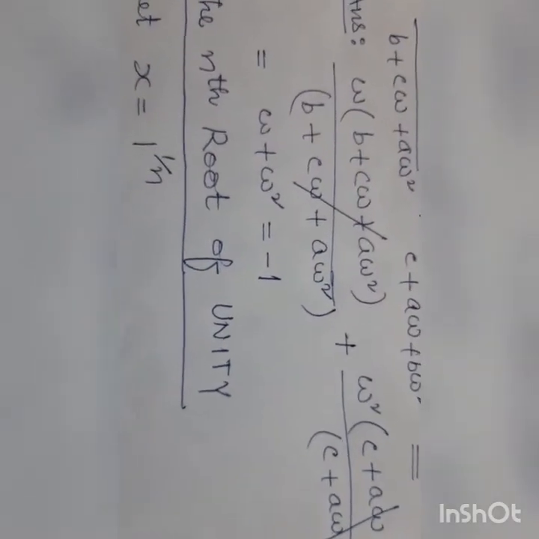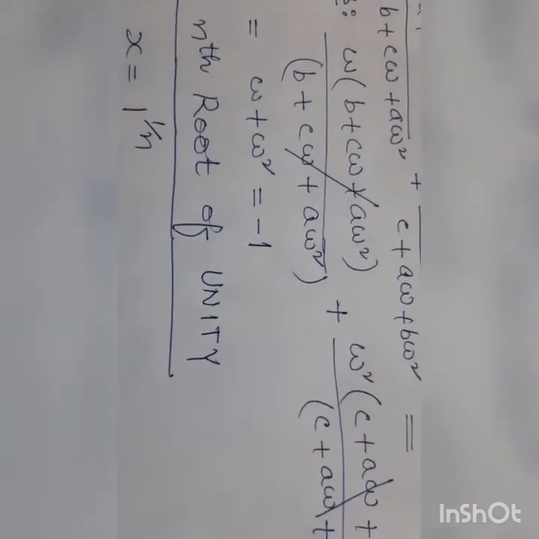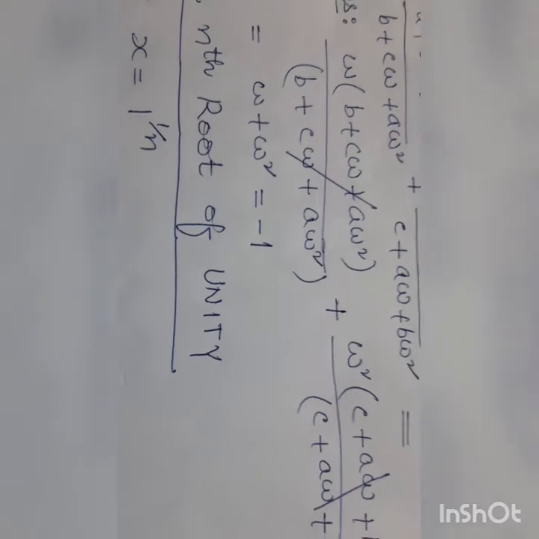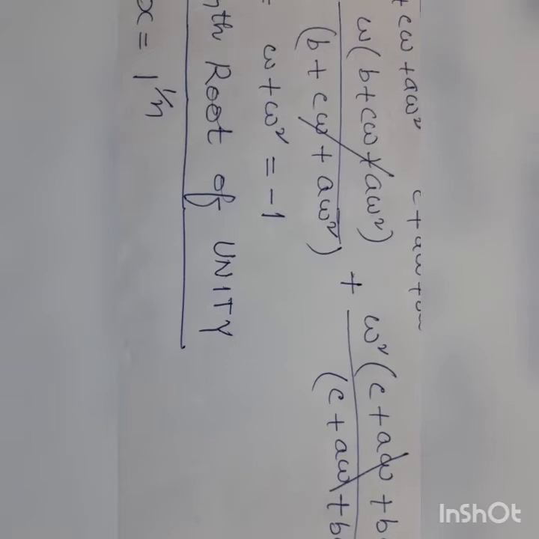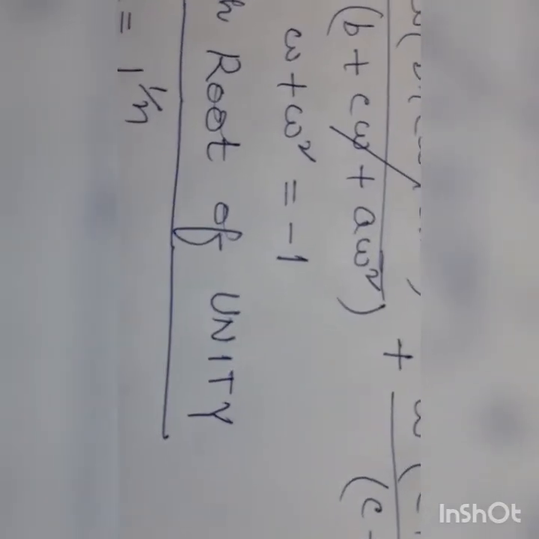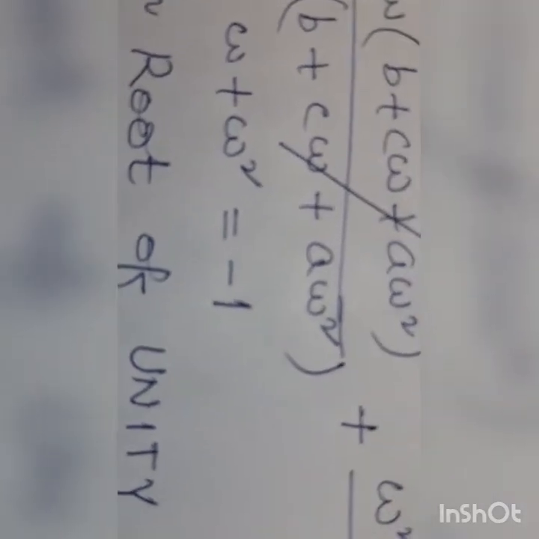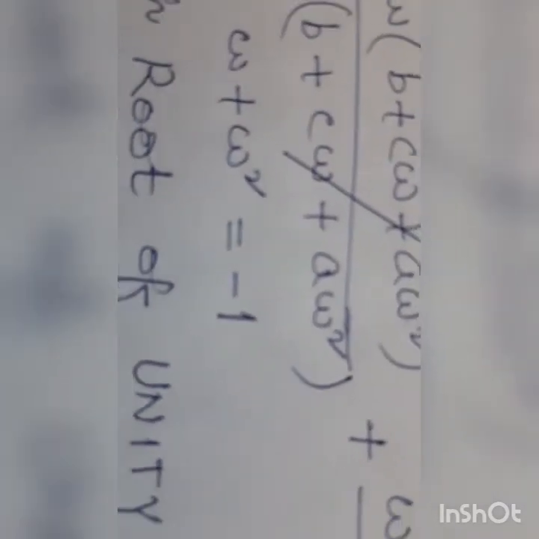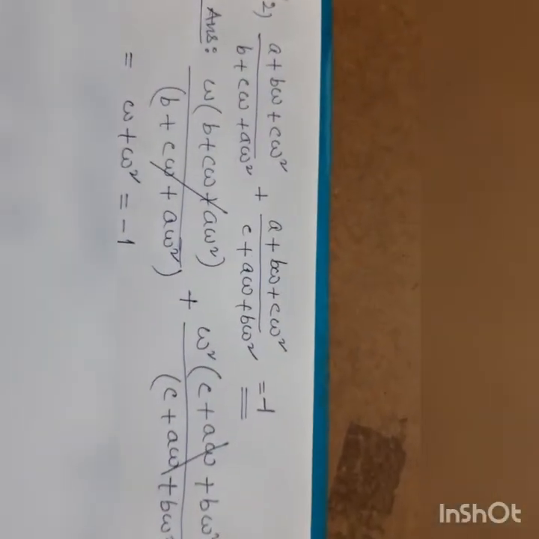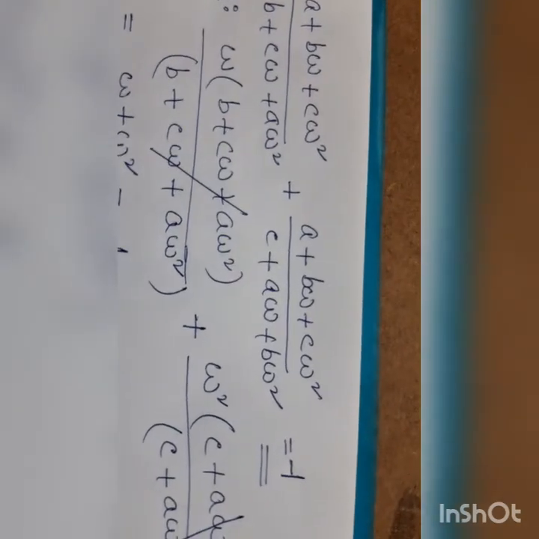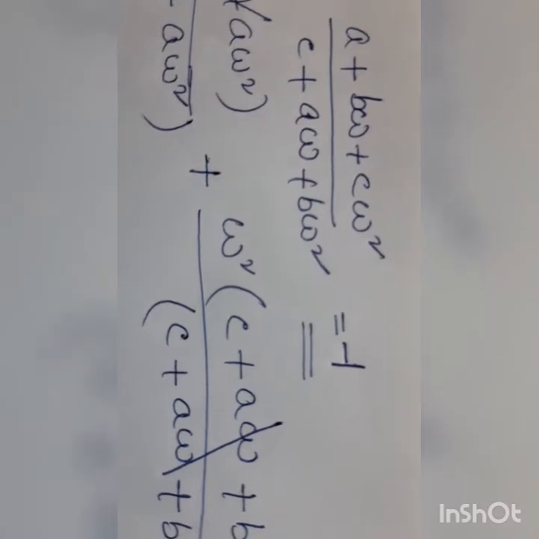So omega plus omega square equals minus 1, because you have learned the property 1 plus omega plus omega square equals 0. Therefore, omega plus omega square equals minus 1. That is our answer. For this question, we get this answer. Minus 1 is the answer.